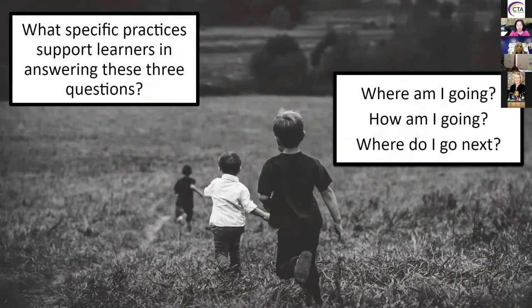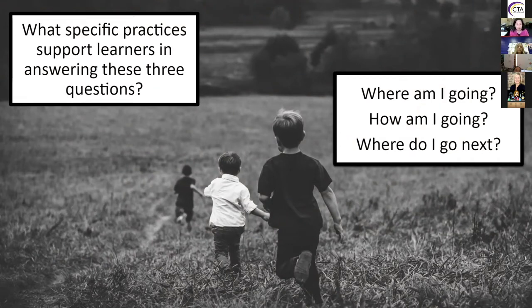So what specific factors or practices support learners in answering these three questions? Where am I going? How am I going? And where do I go next? Now, before we go on to the next slide, just remember that learning intentions and success criteria go with one another, and that we always begin with what I'm learning, why I'm learning, and always ending with how do I know when I've achieved it? That also seems to answer the question, where do I go next?